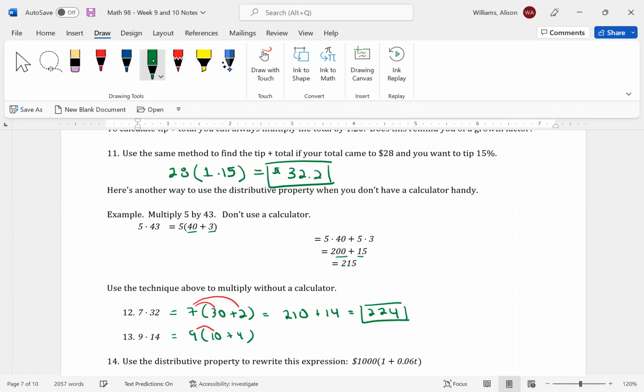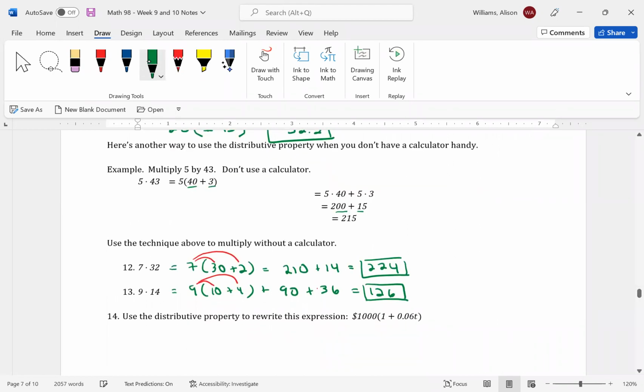Okay, 9 times 10, that's 90. 9 times 4, that's 36. And 90 plus 36 is 126.